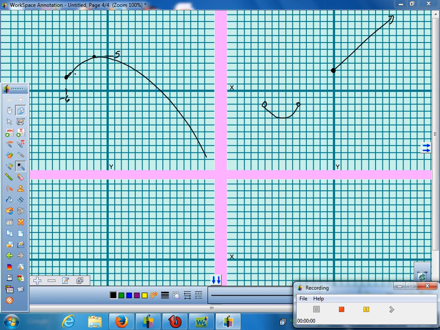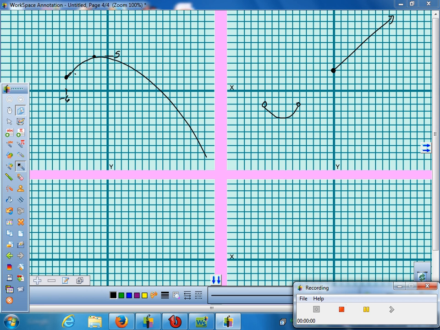The domain is the x-coordinates used to create a function. The range is the y-coordinates you're using to create a function. So, looking at this graph, I want to find the domain and the range.